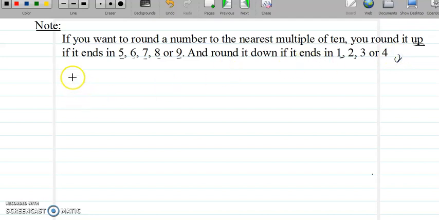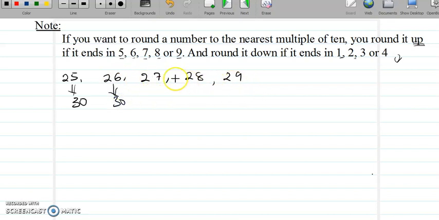For example, you may be asked to round this number to the nearest 10, something like 25 or 26 or 27 or 28 or 29. Since it ends with 5 from 5 upwards, you round it up. So this will now be what? 30 to the nearest 10. Since it ends with 6, this will now be what? 30. You see that? All of these will be 30 because it ended with a number equal to 5 or greater than 5.